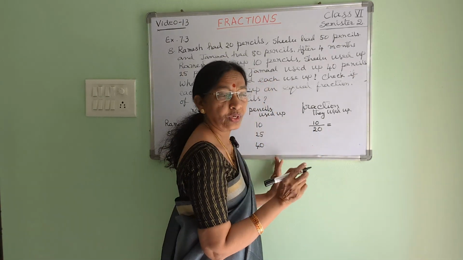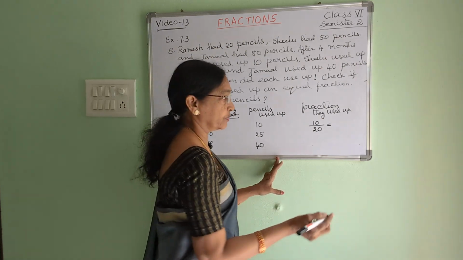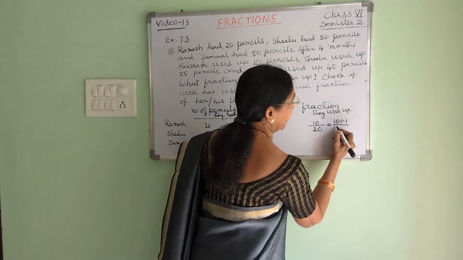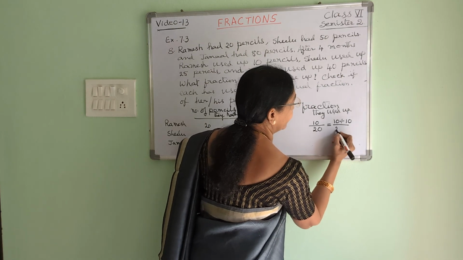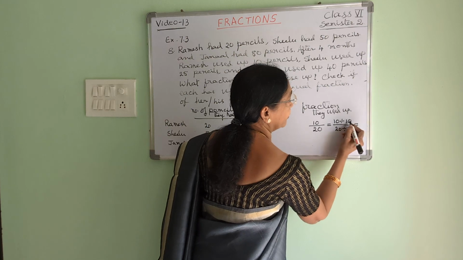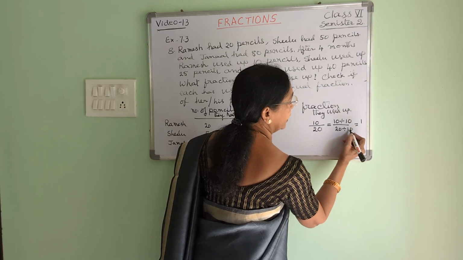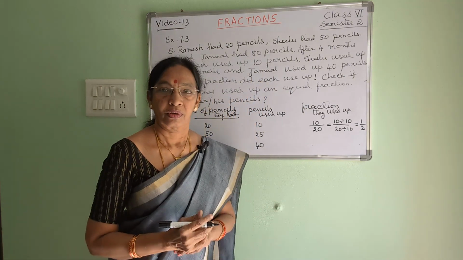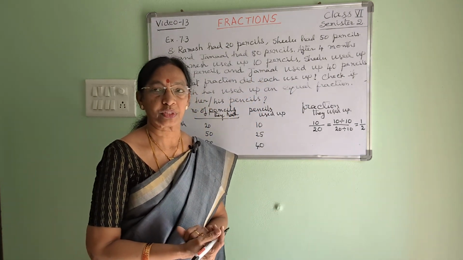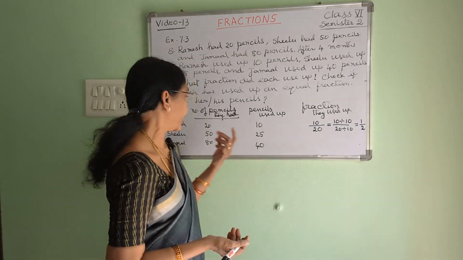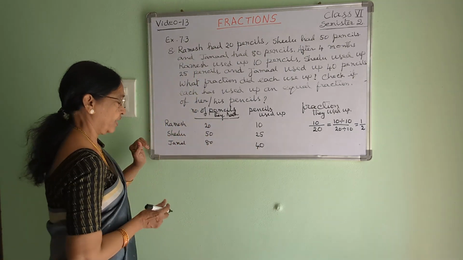Converting it into smallest terms, dividing both the numerator and the denominator by 10, we get 10 divided by 10, 1, 20 divided by 10, 2. So, half of the pencils were used up. The fraction of used up pencils by Ramesh is half.